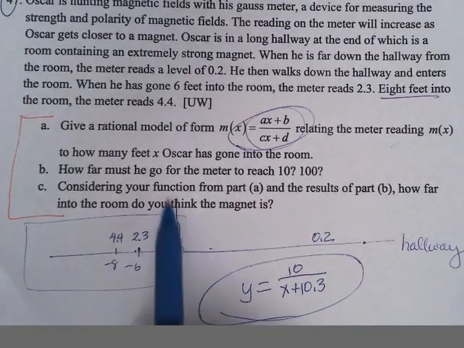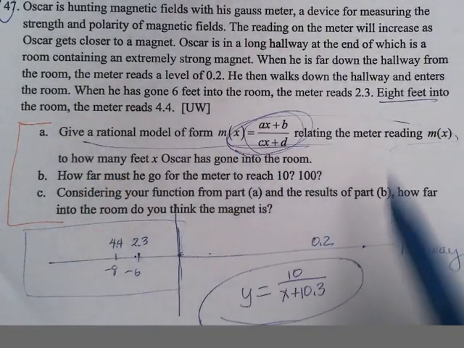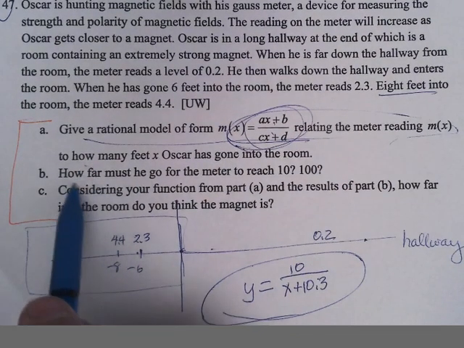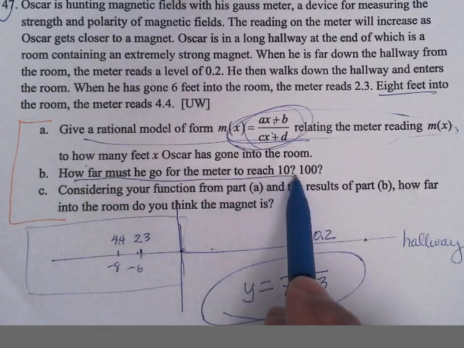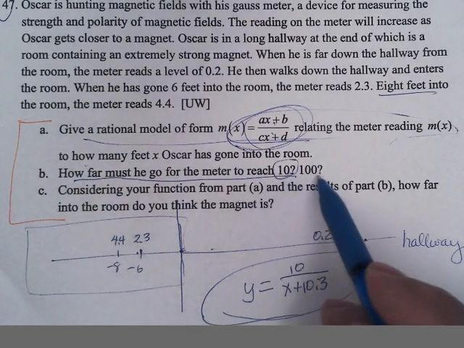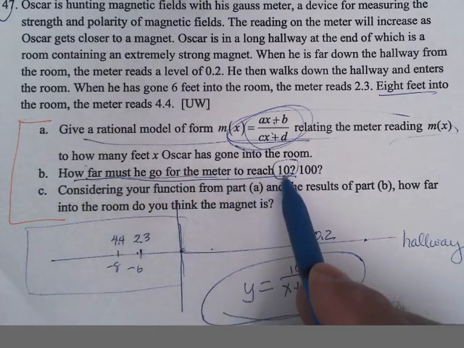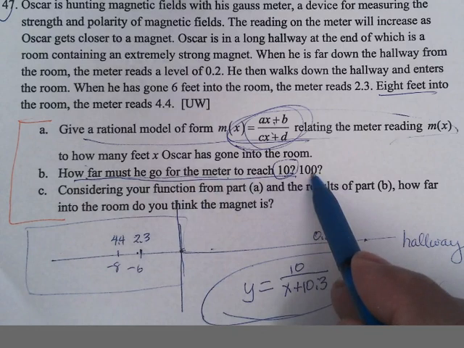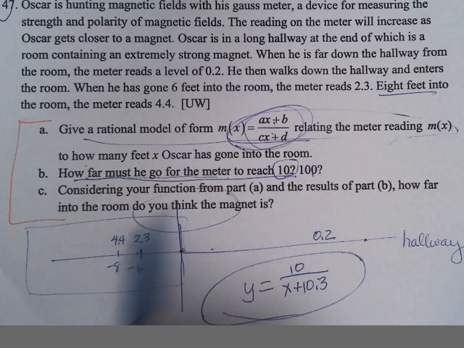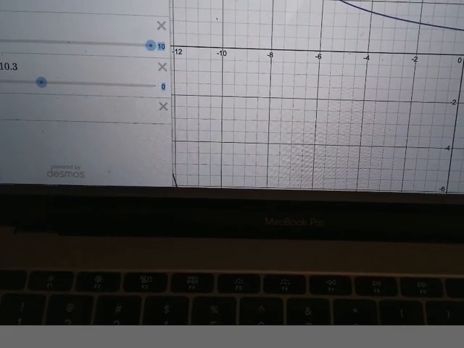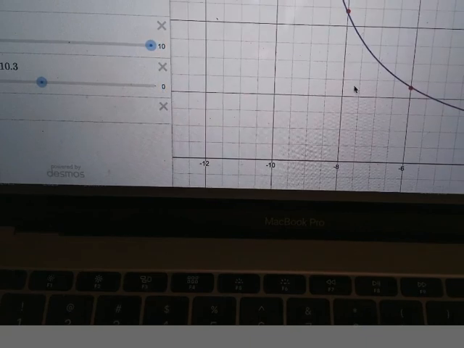And they asked, give a rational model. Well, I've given a little bit different looking one than the one they gave. And how far must he go to reach 10? So I'm going to bring the computer back, and then how far do I have to go, how far must he go for the meter to reach a reading of 10 and the meter to reach 100? And then we're supposed to figure out where the magnet is. So let's go first to what will the meter, where would we have to be to get 10?